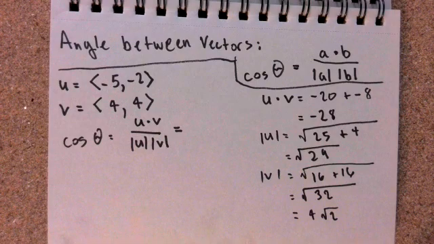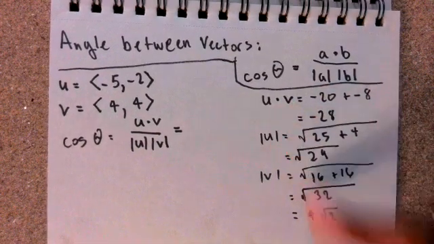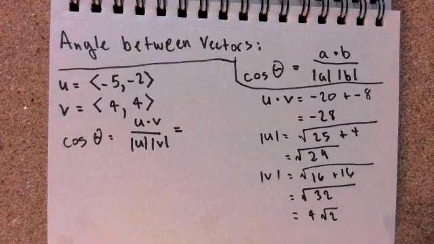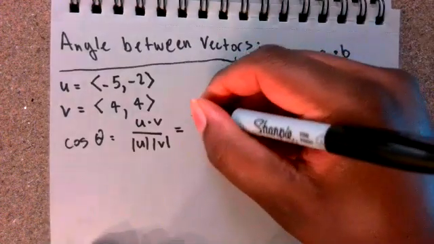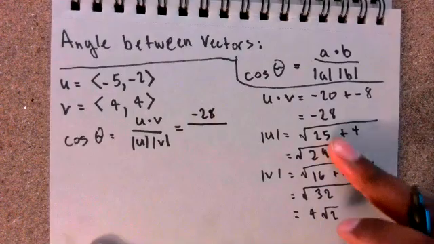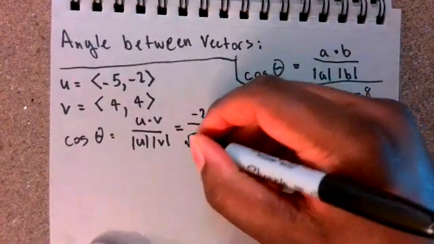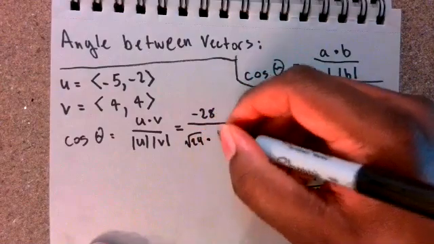All right. So we've got our dot product, we've got our magnitudes. All we've got to do is put them together. So putting everything together, we end up with -28 all over root 29 times 4 root 2.